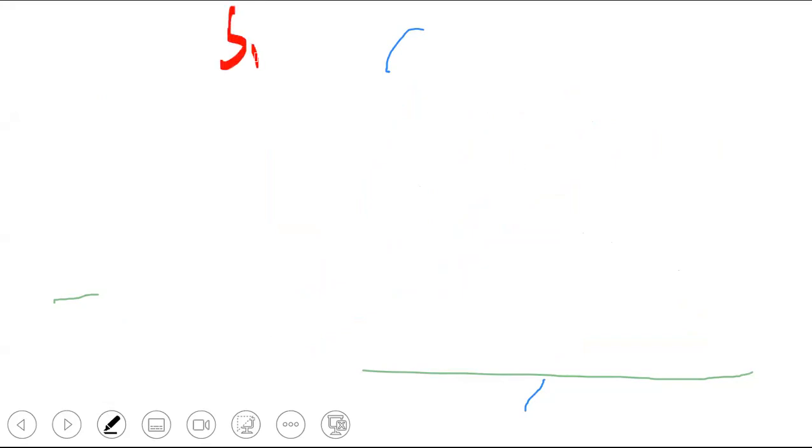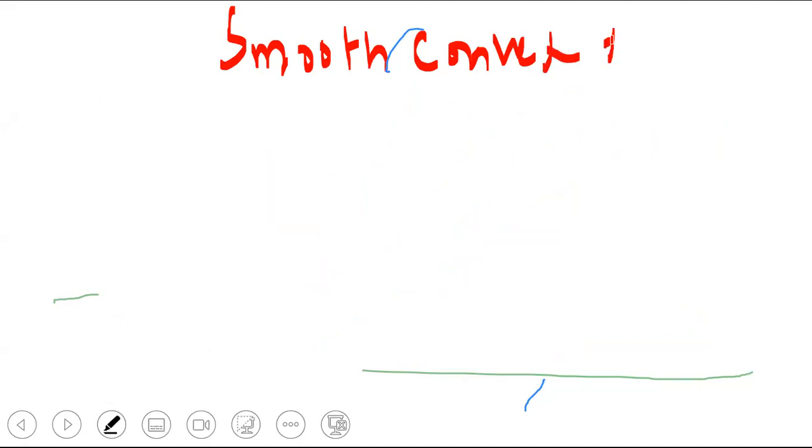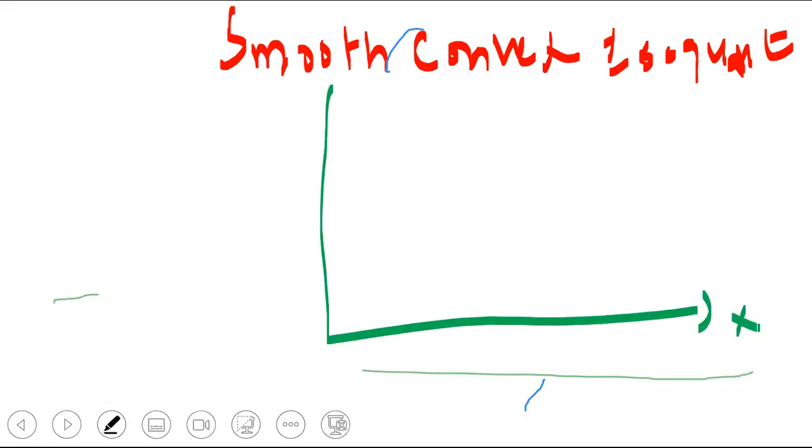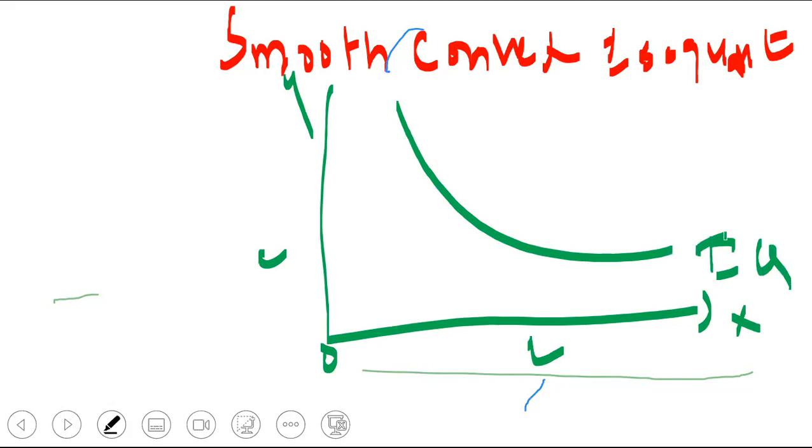Smooth convex isoquant. That is the normal isoquant. Draw the diagram. Smooth. Look, this is the normal one, like normal demand for goods. And because there is continuous substitutability of the factors, continuous substitutability of the factors.